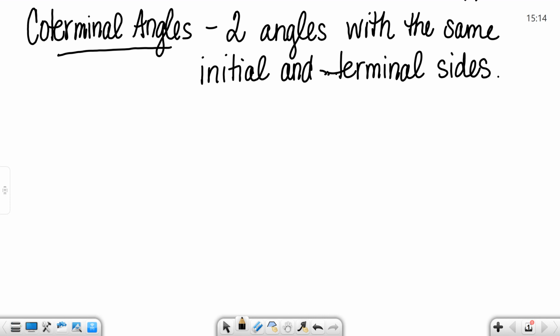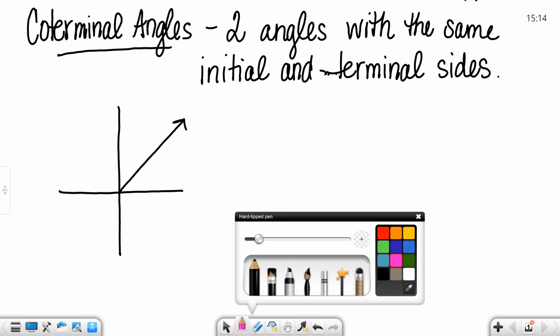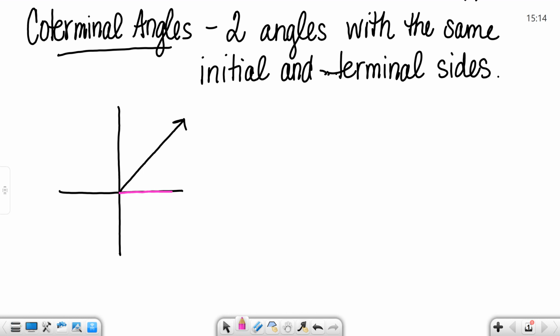All right, so I'm going to draw an angle. Okay, let's say I draw that pi over 4 that we talked about earlier. Let me make it so that you can see it very easily. My initial side is the positive x-axis. My terminal side is here. So here is my theta, pi over 4. And I am looking for an angle that would be coterminal to pi over 4. It has to look exactly the same. It has to have the same initial and terminal sides.